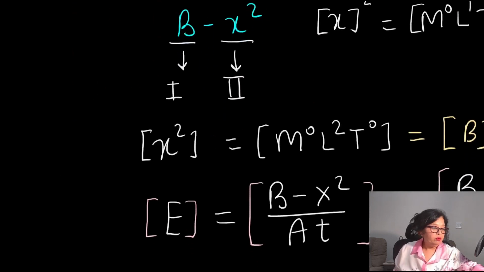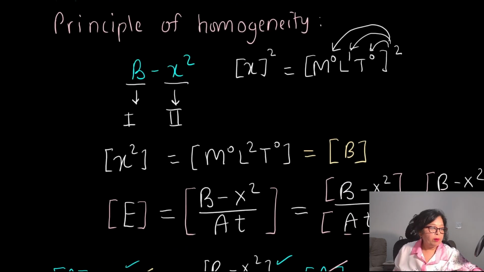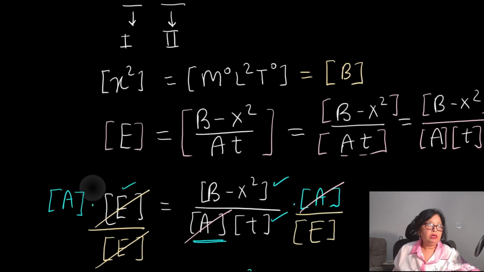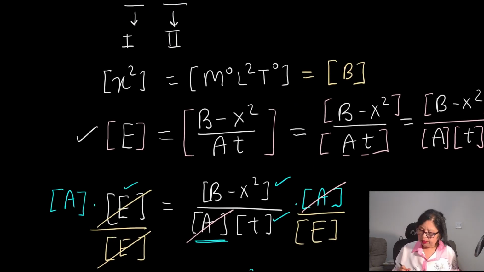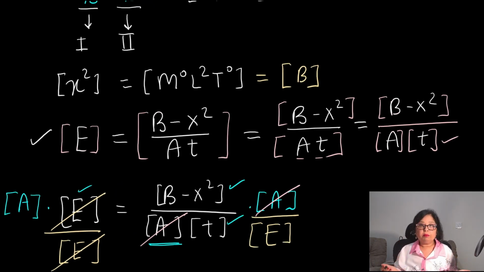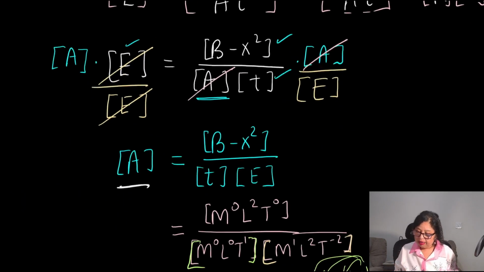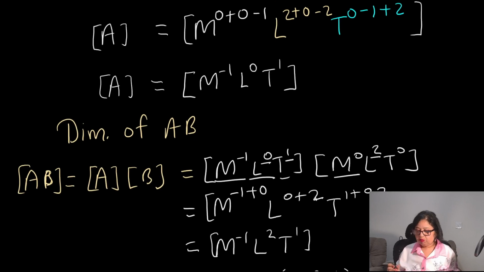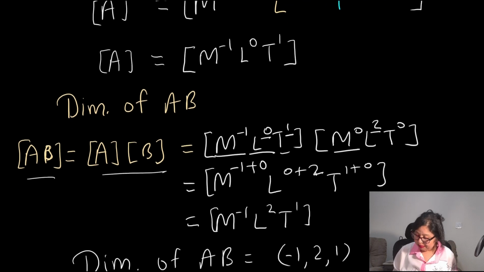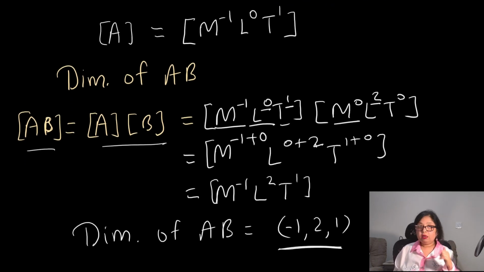Next, after I found the dimensional formula for B, I used the equation E equals B minus x squared over A t, and substituted the dimensional formula for everything here: E, B minus x squared, and the dimensional formula of t at the bottom. And I solved for the dimensional formula of A. Once I have A's dimensional formula, it couldn't be any simpler, right? So my answer is -1, 2, 1. Any questions? Let me know in the comments. Moving on to problem number 2 next.